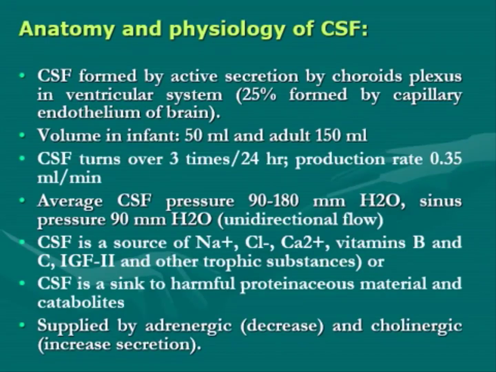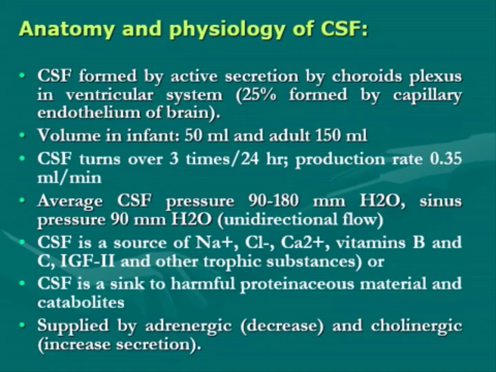First of all, we have to know the anatomy and physiology of the CSF. The CSF is formed by the active secretion of the choroid plexus in the ventricular system, and 25% is formed by the capillary endothelium of the brain. The volume is about 15 ml in an infant and 150 ml in an adult. The CSF turns over 3 times per 24 hours in a continuous circulation at a rate of about 0.35 ml per minute.